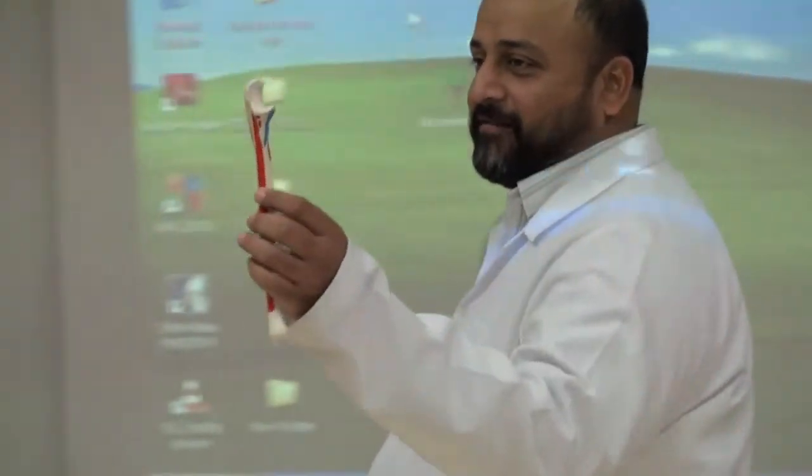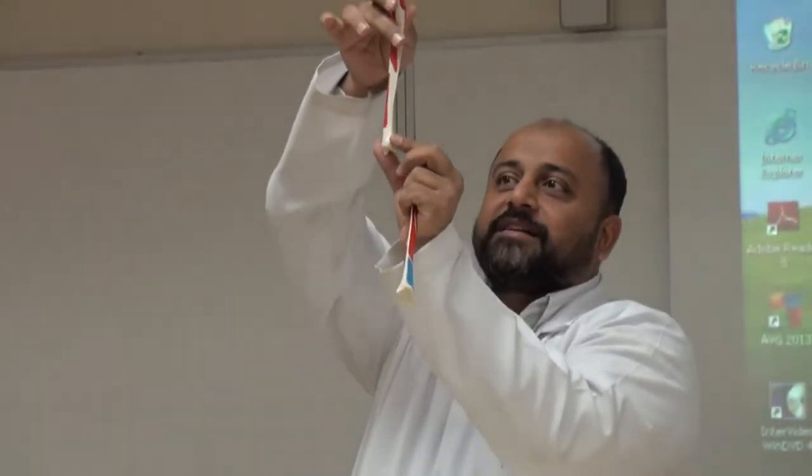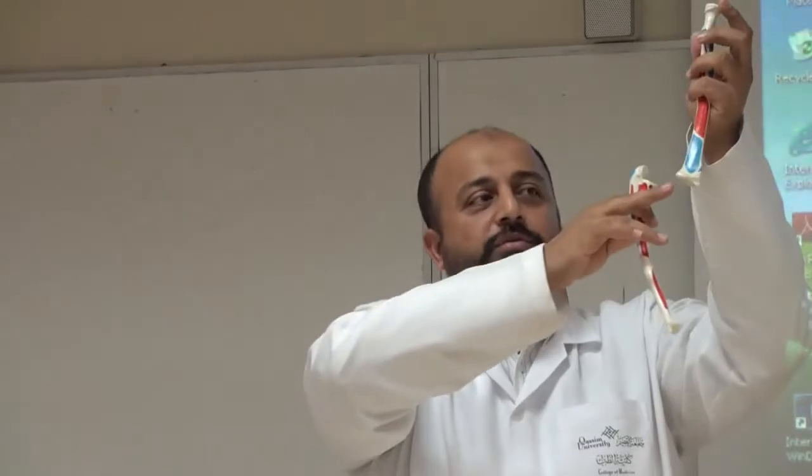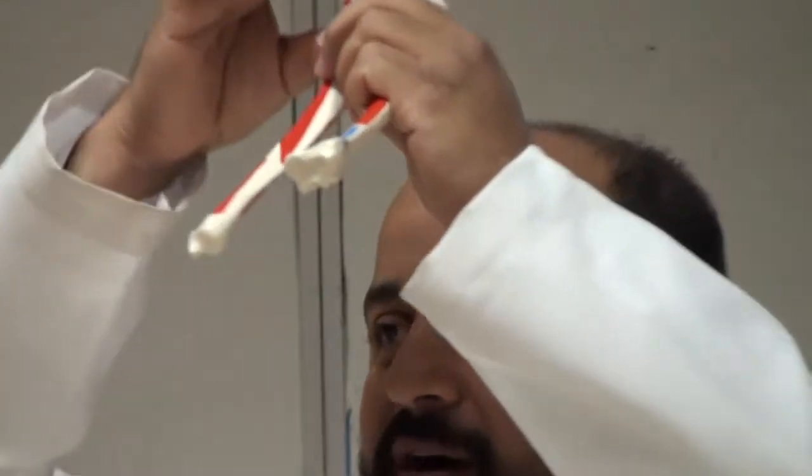Okay, ulna, its upper end is broader as compared to the radius. Look, the radius lower end is broader and the ulna upper end is broader, and it has a cylindrical end at the lower end as compared to the radius. Can you see? This is its lower end, this is its upper end. Clear? Head is on the lower side, but the head in the radius is on the upper side. Head will articulate with the ulnar notch of the radius.